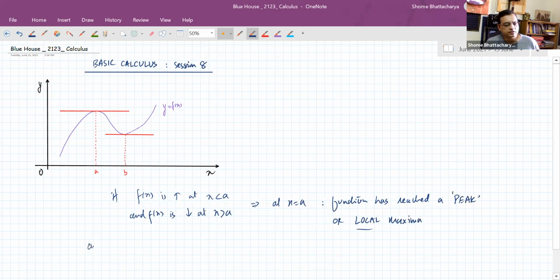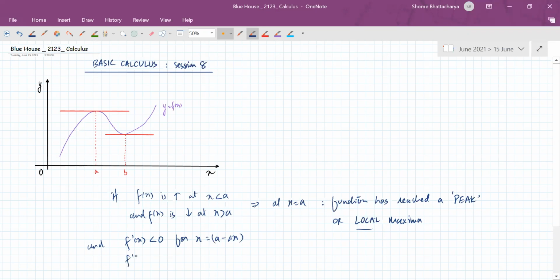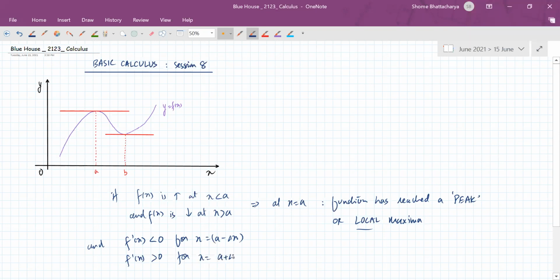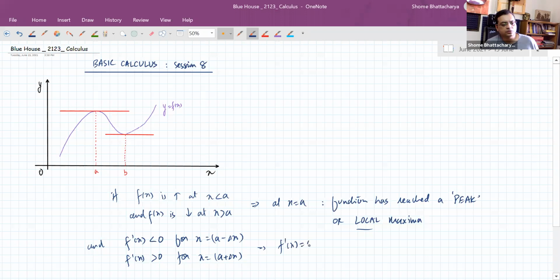And also we can see that f'(x) is positive for x equal to a minus delta x, that is x less than a, and f'(x) is negative for x equal to a plus delta x, which also means that f'(x) is equal to 0 at x equal to a. So that also means that at the position of local maxima, which is basically x equal to a, the slope of the tangent is equal to 0.